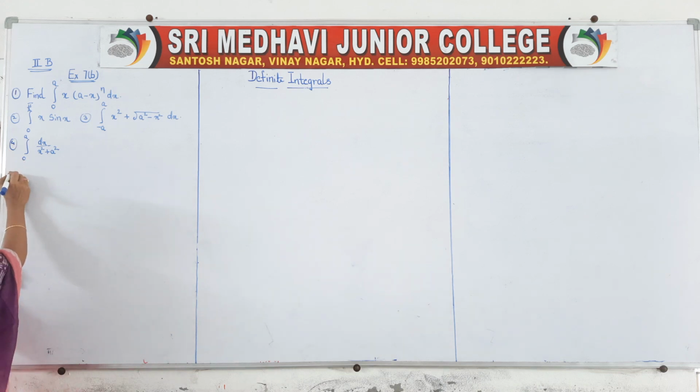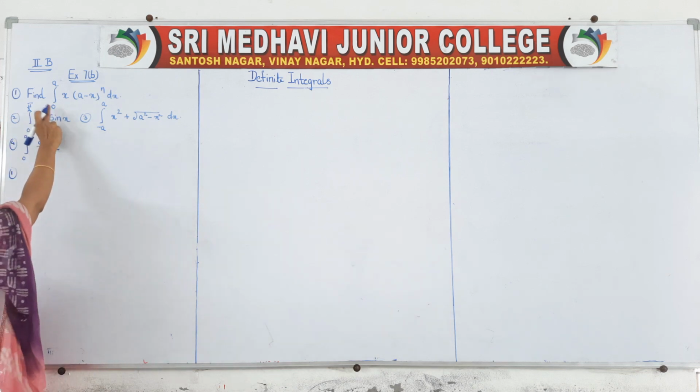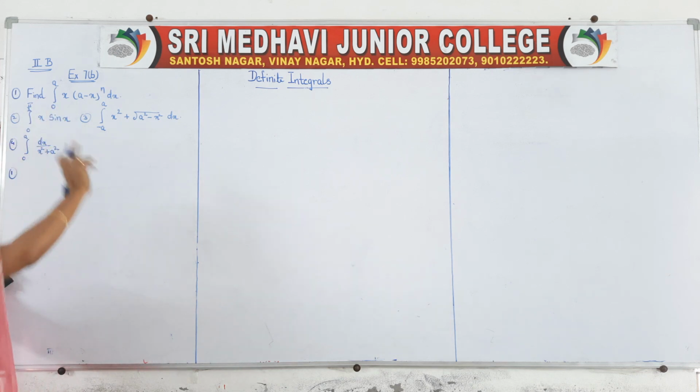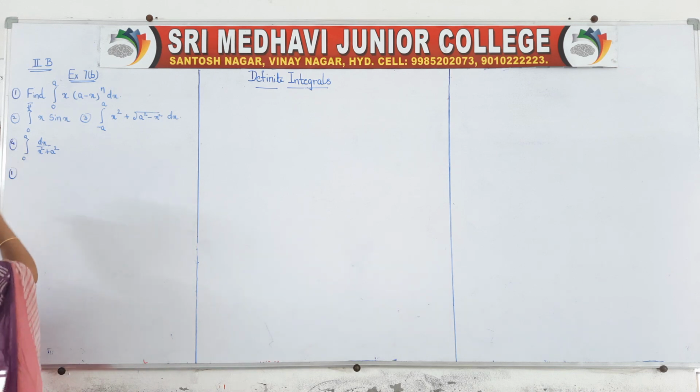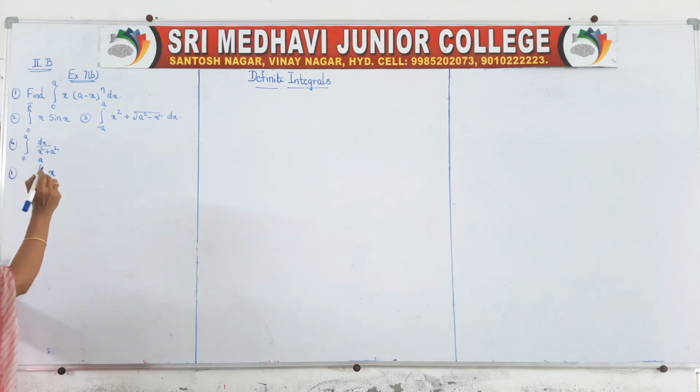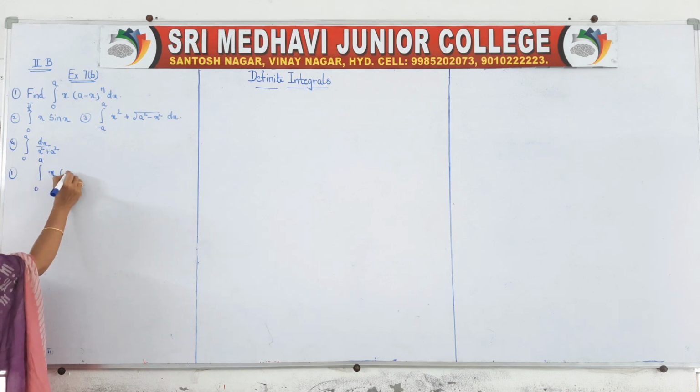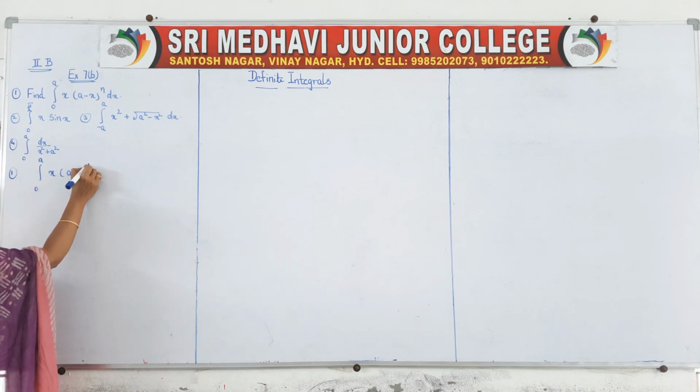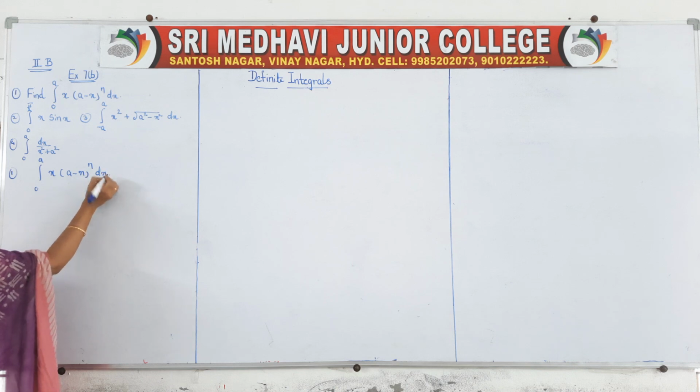Okay, now come to the first question. What is the first question? Find the integral from 0 to a of x into (a minus x) whole to the power of n into dx. So we will take this as 0 to a. This is the question, right? Find the integral from 0 to a of x into (a minus x) whole to the power of n into dx.